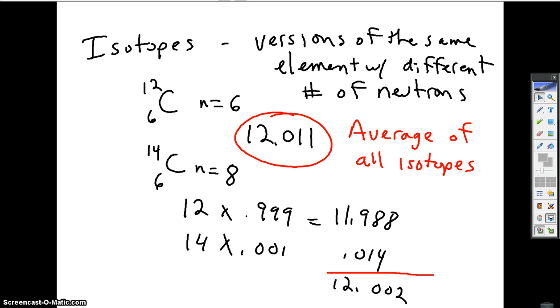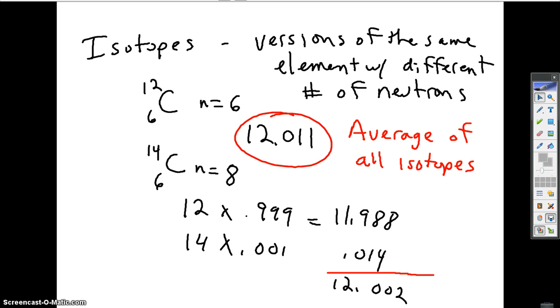Well, the difference between them, if we look at the carbon-12, it has 6 protons. It also has 6 neutrons, and so it has an atomic mass of 12, 6 plus 6. Well, carbon-14 still has 6 protons. That's what makes it carbon, but in this case it has 8 neutrons, and so it has an atomic mass of 14.